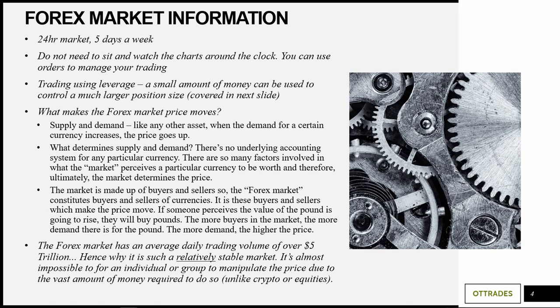Simple as that. The Forex market has an average daily trading volume of over $5 trillion every day, hence why it's such a relatively stable market. I've underlined "relatively" there, because it is all relative, depending on how you cut the price down, how many decimal points you take. That's not important. It's almost impossible for an individual, group, or person to manipulate the price due to the vast amount of money required to do so, unlike crypto or equities.